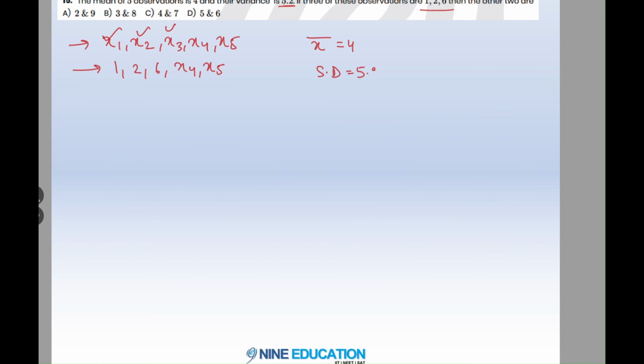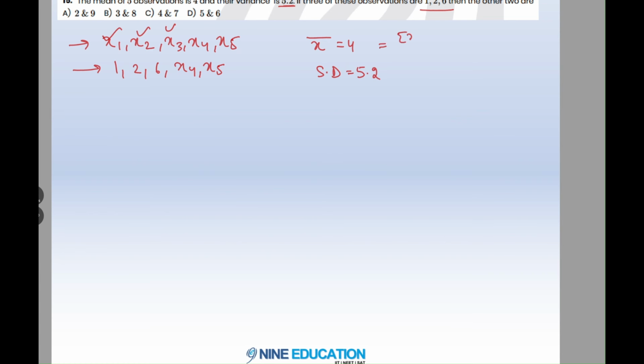Mean of 5 observations is 4 and variance is 5.2. 3 observations are given, then the other 2 are. Let us say the 5 observations are x1, x2, x3, x4 and x5. Out of these 5 observations, 3 observations are already given, that is 1, 2, 6. Then x4 and x5 is what you need to find. Mean of these observations is 4 and the variance is 5.2.